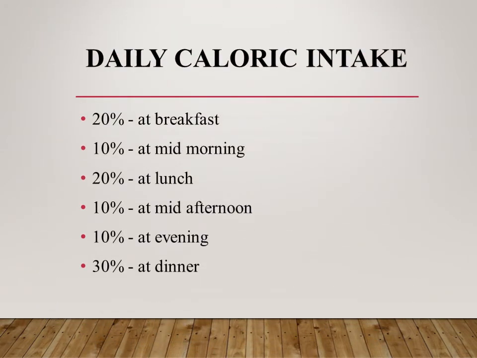Daily caloric intake is divided as 20% at breakfast, 10% at mid-morning, 20% at lunch, 10% in mid-afternoon, 10% in the evening, and 30% at dinner. Because there is a certain gap between the night and the morning, the maximum part of the calorie intake should be given at bedtime.